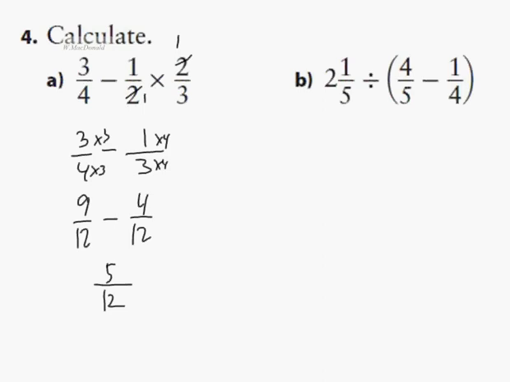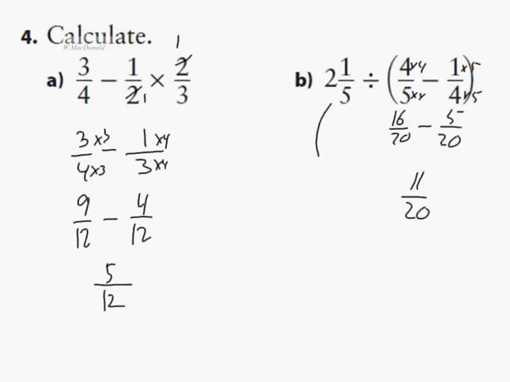Question B says 2 1/5 divided by 4/5 take away a quarter. It says do this first by putting it in brackets. So I'm going to use a common denominator of 20. 4/5 is equal to 16/20 because I multiply both by 4 to get an equivalent fraction. The equivalent fraction to 1/4 is 5/20, and 16/20 take away 5/20 is 11/20. So the bracket simplifies down to 11/20.